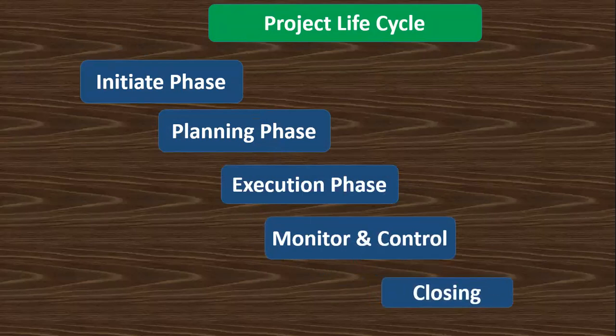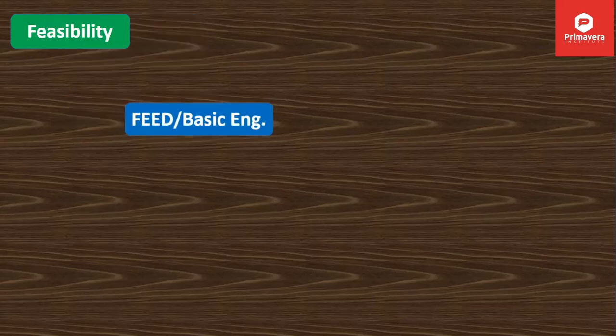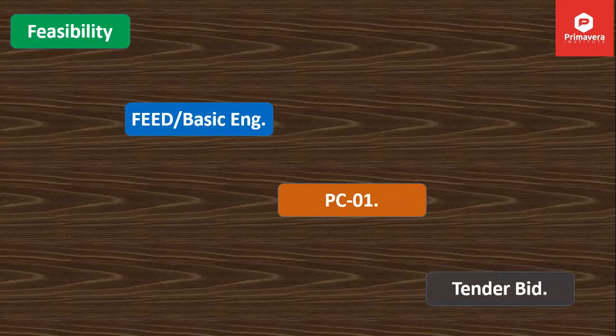Let's start with the initiate phase. What happens when your project starts? First of all, let's say you are going to start a road, or develop a building, or another project like a pipeline. The first document developed would be called the feasibility report. After the feasibility report, your FEED, or front end engineering design, or basic engineering document, is going to be compiled. Then your planning commission pro forma number 1 will be compiled, and then your bid will be done.